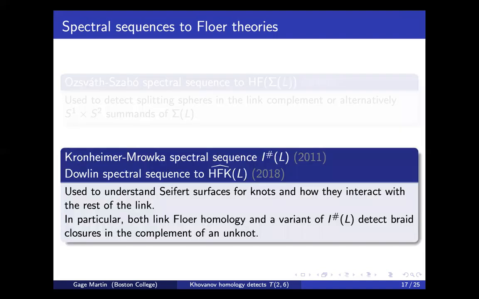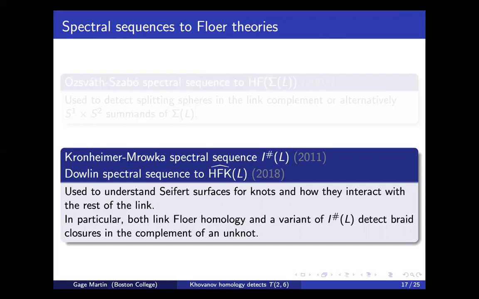The other type of spectral sequence is either the Kronheimer-Mrowka spectral sequence to I sharp of L, which is some invariant of L defined using instanton Floer homology, or the Dowlin spectral sequence to knot Floer homology. And both of these are used in similar ways, so they're listed together. Both are used more or less to understand Seifert surfaces for knots.